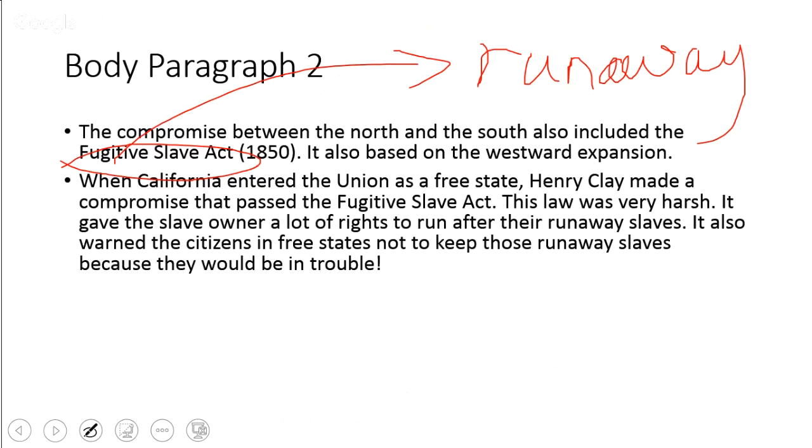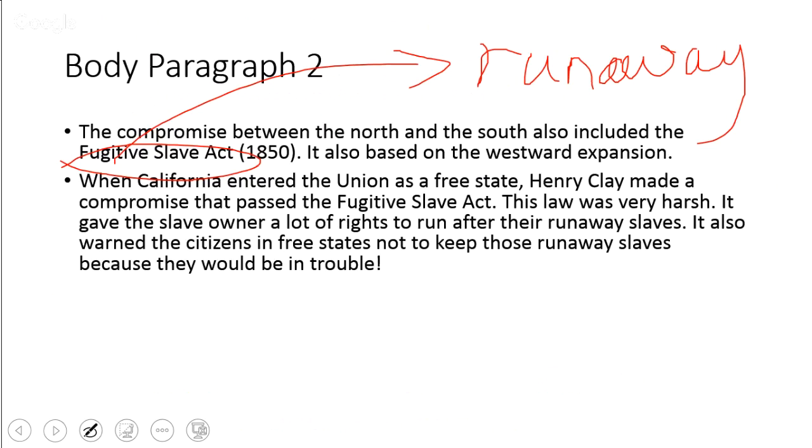It gave the slave owner a lot of rights to run after their runaway slaves. And it also warned citizens in free states not to keep those runaway slaves because they would be in trouble. Do you still remember that law? We talked about that, right? It's kind of like, hey, you cannot keep the runaway slaves, you cannot keep the fugitive slaves, even if you are in the North. Because once the slave owners came to you or once the cops came to you, you will be in trouble. You will be put in jail, and that's not nice.